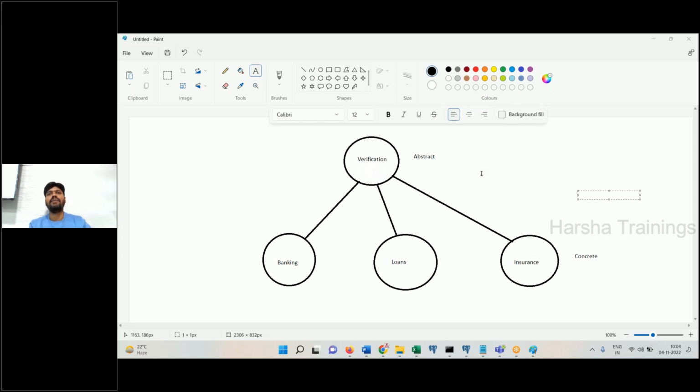Like concrete to abstract, abstract to concrete, concrete to concrete, abstract to abstract. Yes, that's what I'm saying. I did not say you can inherit only from this to this. Inheritance is inheriting from one class to another class. That's it. Whatever the type of class can be.